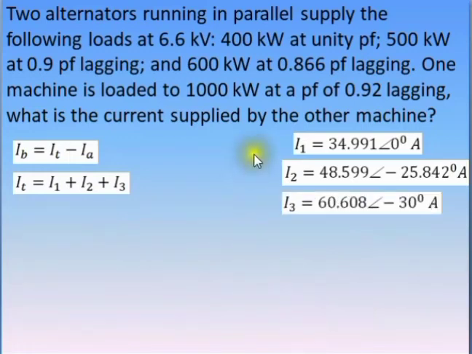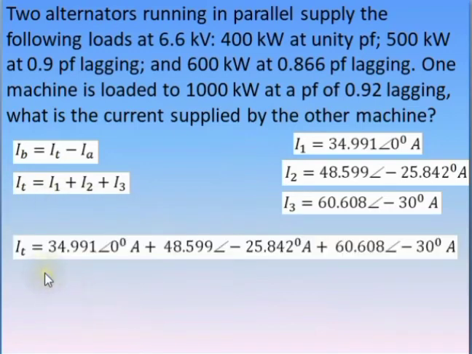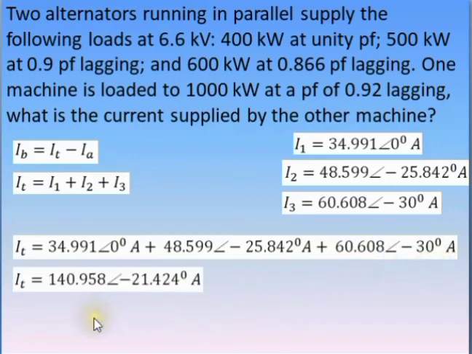Ngayon nakuha na natin yung mga values ng I1, I2, and I3. Substitute po natin sa equation na ito. We have here 34.911 angle 0 degrees amperes plus 48.599 angle negative 25.842 degrees amperes plus 60.608 angle negative 30 degrees amperes. Ang sagot po dito ay 140.958 angle negative 21.424 degrees amperes.